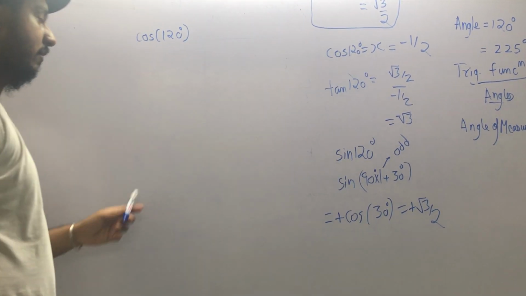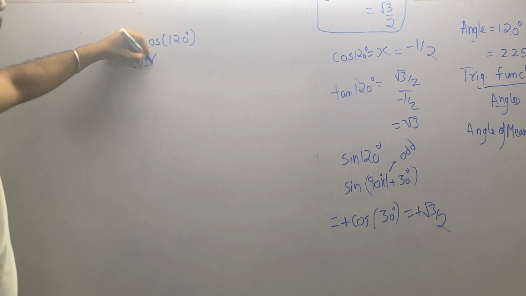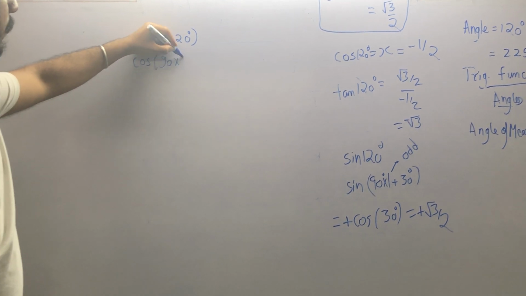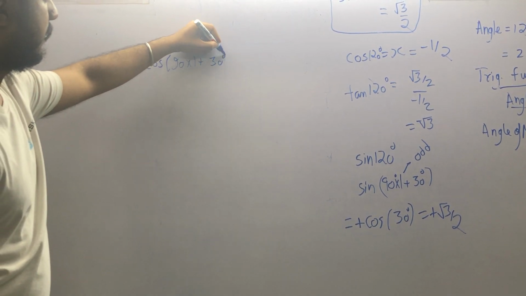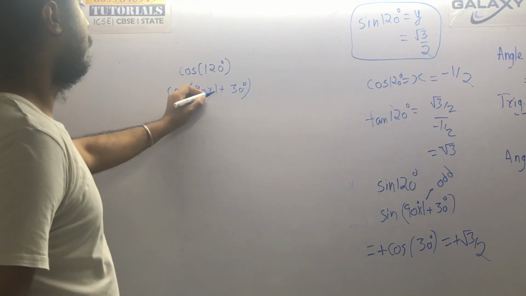How can we write it? In form of 90 multiples, same. Cos of 90 into 1 plus 30 degrees. I hope that is clear to you all. Okay, now look carefully here.